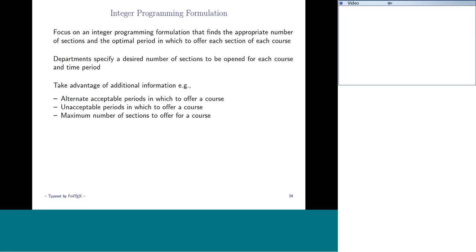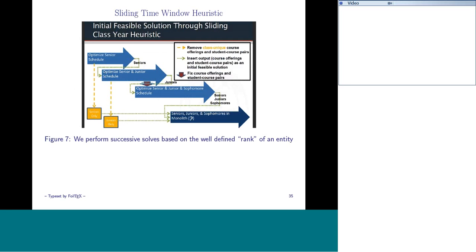We also try to gather other information from the departments because sometimes you give them a solution and then they don't like it. So a priori, we try to get them to specify alternate acceptable periods in which to offer a course if we need to bring another course online, unacceptable periods in which to offer a course, and the maximum number of sections based on their planning. We solve this with a sliding time window heuristic, and we perform successive solves based on the rank of a class. So we try to schedule the seniors first and then the juniors and so forth. We have something that works relatively well and tends to eliminate a lot of these unscheduled student course pairs. We're still refining this a bit because my Air Force officer had to go to Korea for a year. So we're hopefully going to finish this.